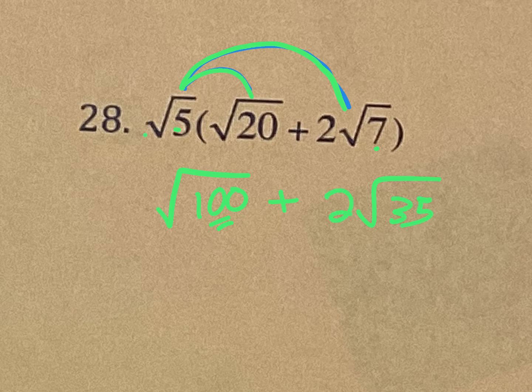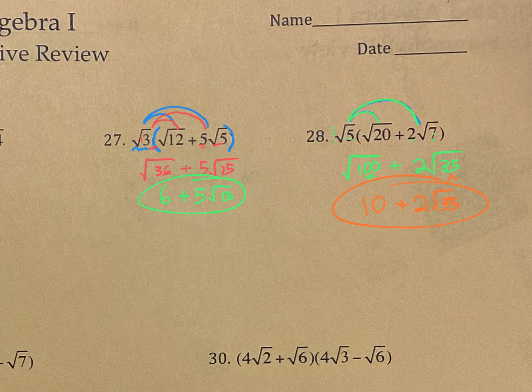2. Yeah. We usually say outside with outside, inside with inside. So 7 and 5 were inside numbers. 2 and basically 1 were my outside numbers. Square root of 100, 10. Now I can check here, 35. There's no perfect square numbers that go into 35, so I'm going to have to leave it as is. So that's the two distributive property problems there.